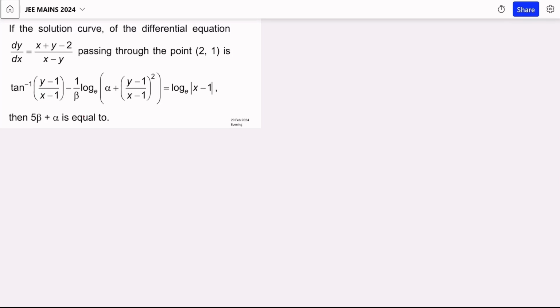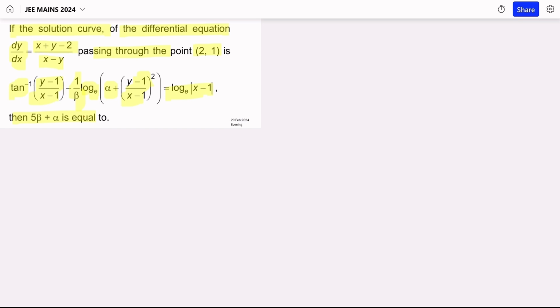JEE Mains 2024, 29th Feb, evening shift question we have. So the question is what? If the solution curve of the differential equation dy by dx is equal to x plus y minus 2 upon x minus y, passing through the point (2, 1), is tan inverse (y minus 1 upon x minus 1) minus 1 by beta ln of (alpha plus (y minus 1) whole square upon (x minus 1) whole square) is equal to log of mod of (x minus 1), then what is 5 beta plus alpha?